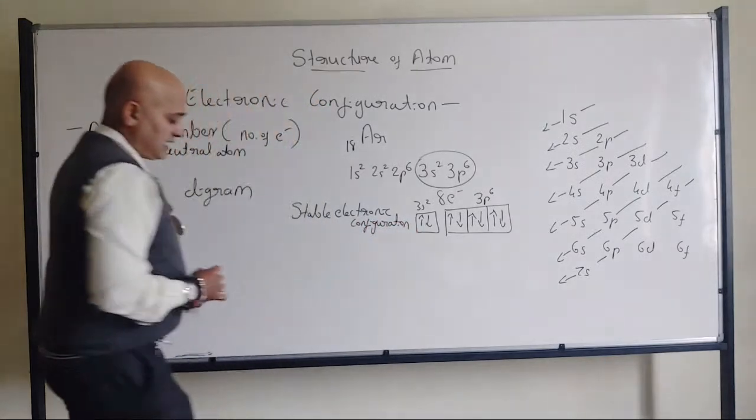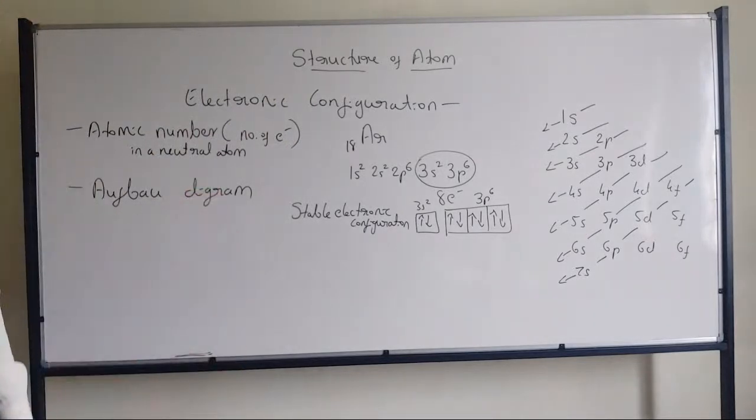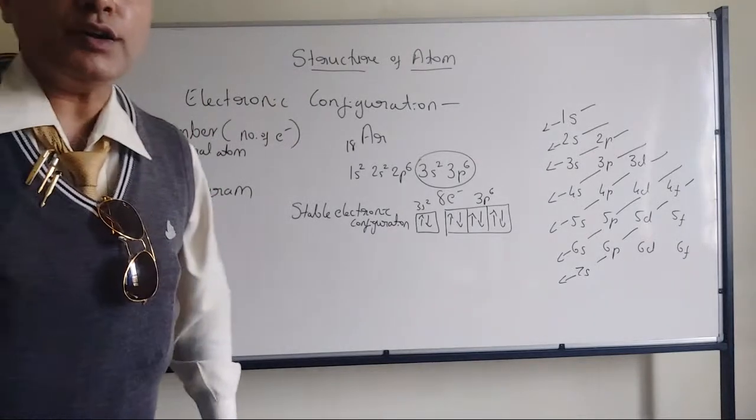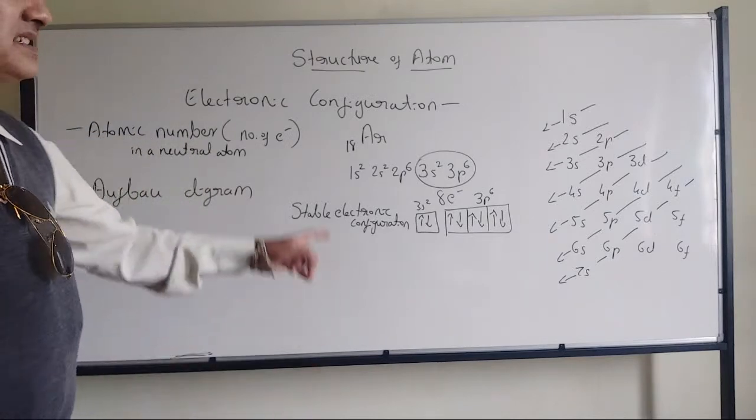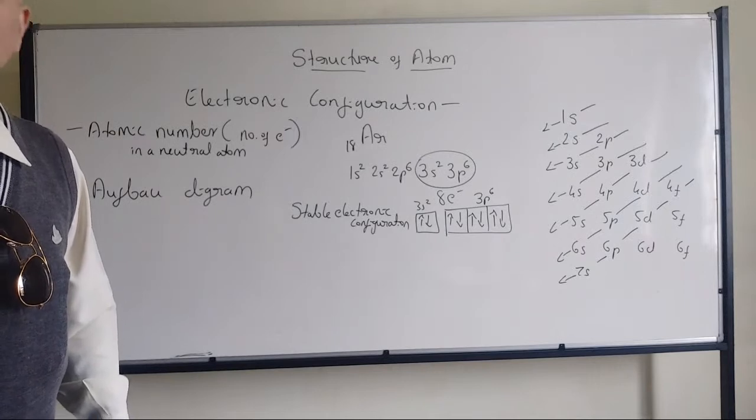Why are we calling it a stable electronic configuration? Because they have a completely filled outermost orbital. So that's why it is an example of stable electronic configuration. All of you have understood?